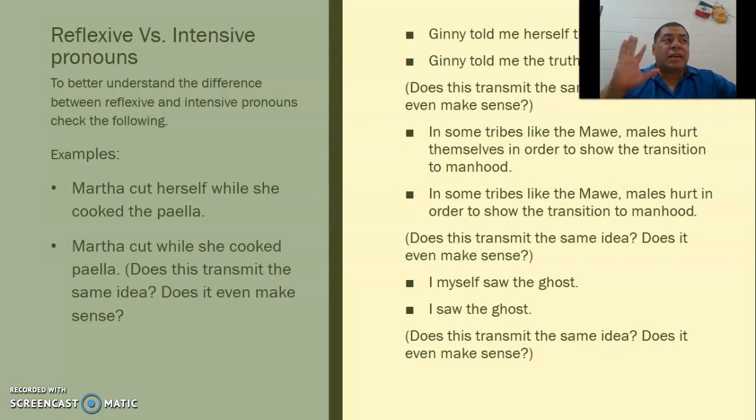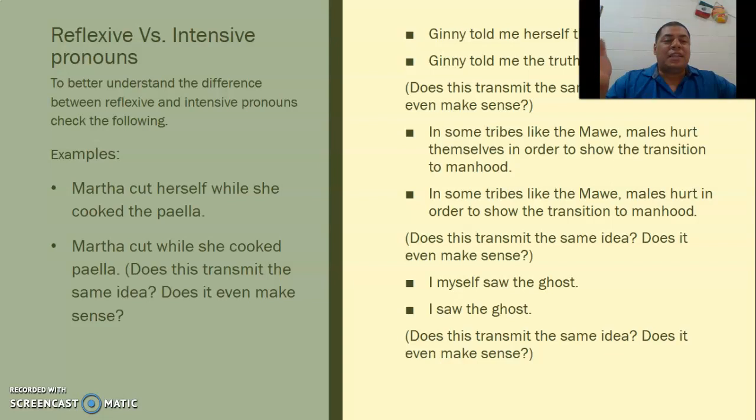Because the intensive pronoun acts as an appositive. Appositives are not grammatically necessary in a sentence. The information that appositives transmit is some more pragmatic piece of information, not grammatical, not structural information. So, do I need the pronoun herself in that sentence to transmit the same idea? No, because I don't need it. I say that that's an intensive pronoun. Its function, appositive. Next example.